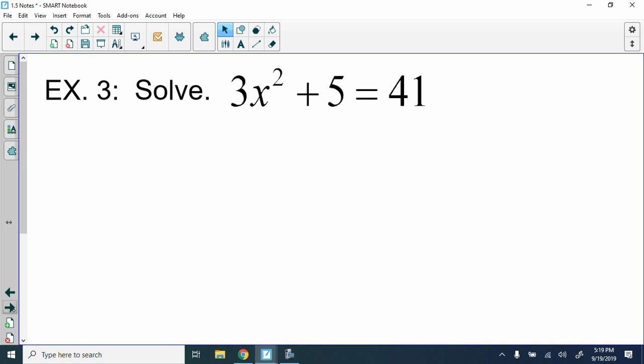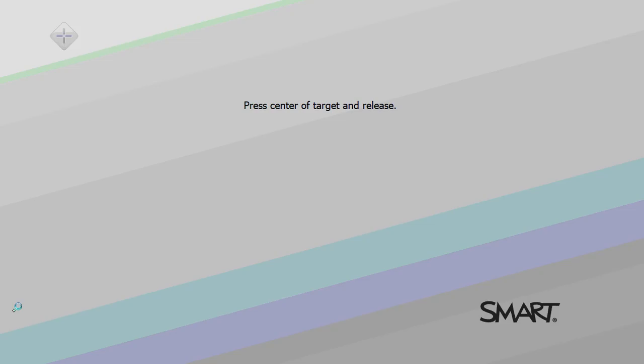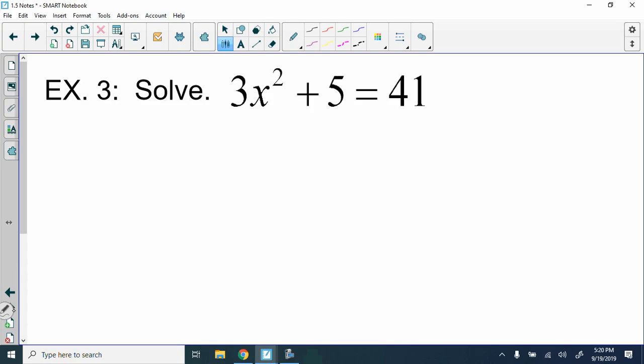So we are going to try to solve 3x squared plus 5 equal to 41. I'm going to say that again because I'm going to orient this. So 3x squared plus 5 equals 41. Okay, sorry about that annoyance.